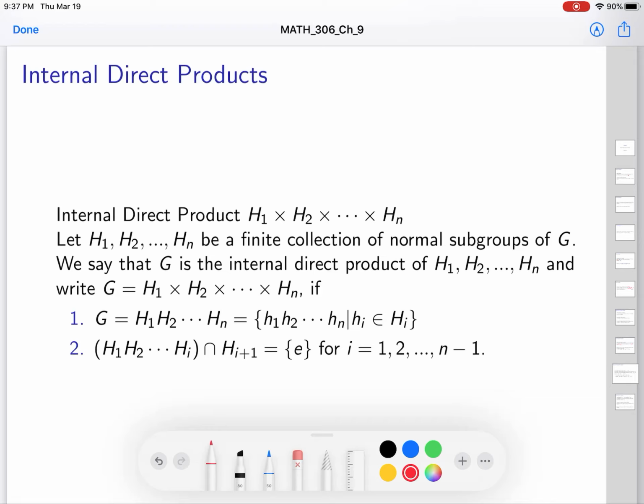Now, we can take internal direct products of more than just two subgroups together. So let's let H1 through Hn be a finite collection of normal subgroups of G. We can say that G is the internal direct product of this collection of normal subgroups and write out that G is equal to their internal direct product. And this is true as long as these two bullet points hold. Really, this is just an extension of our original definition when we were just looking at H and K, two normal subgroups. Now we're looking at a larger collection of normal subgroups.